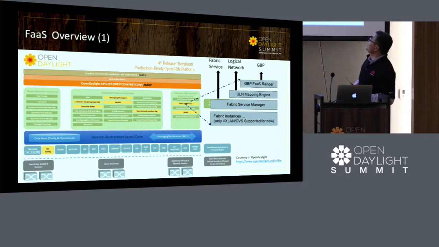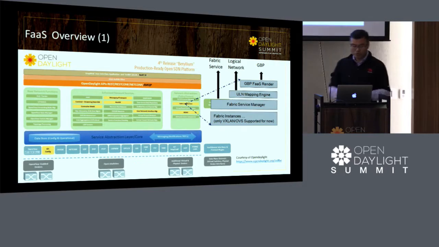Or you can use the logical network service, which is very similar to the Neutron model. You don't have to care about how the endpoints are distributed. You can use that to describe your requirements, and we can map that into the physical network configuration. Or you can directly use the FAST service, as I mentioned before.